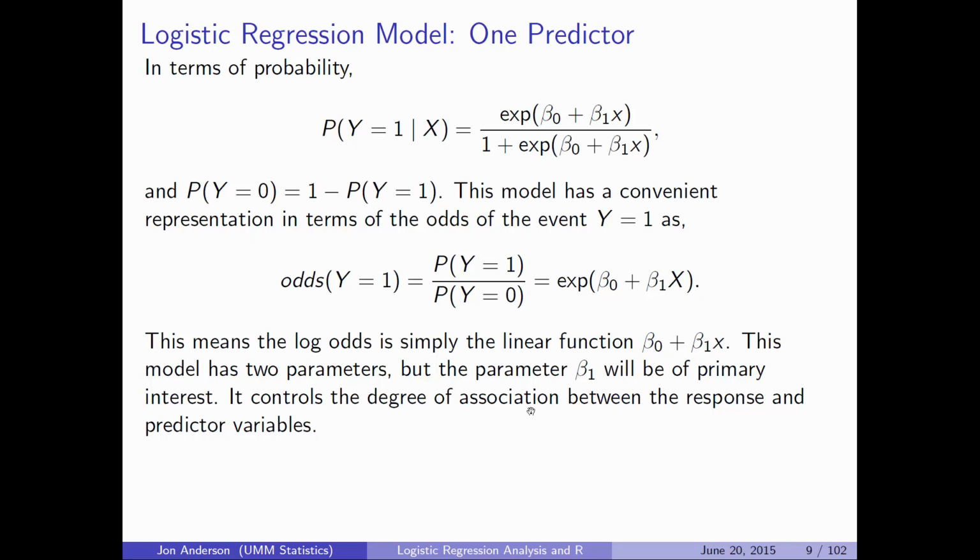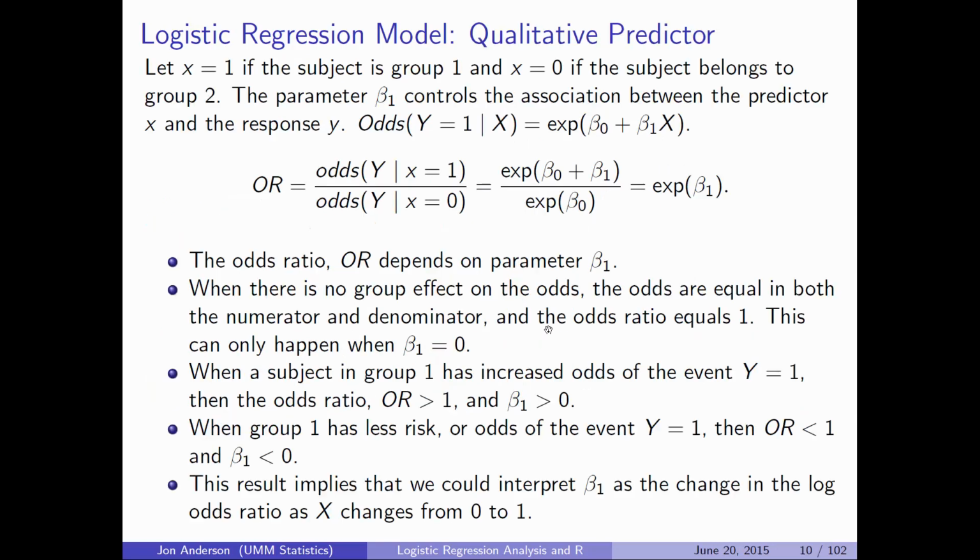It controls everything. Beta naught is really not of any interest. It just keeps track of overall how risky the event is generally, and it's usually not something of any interest.